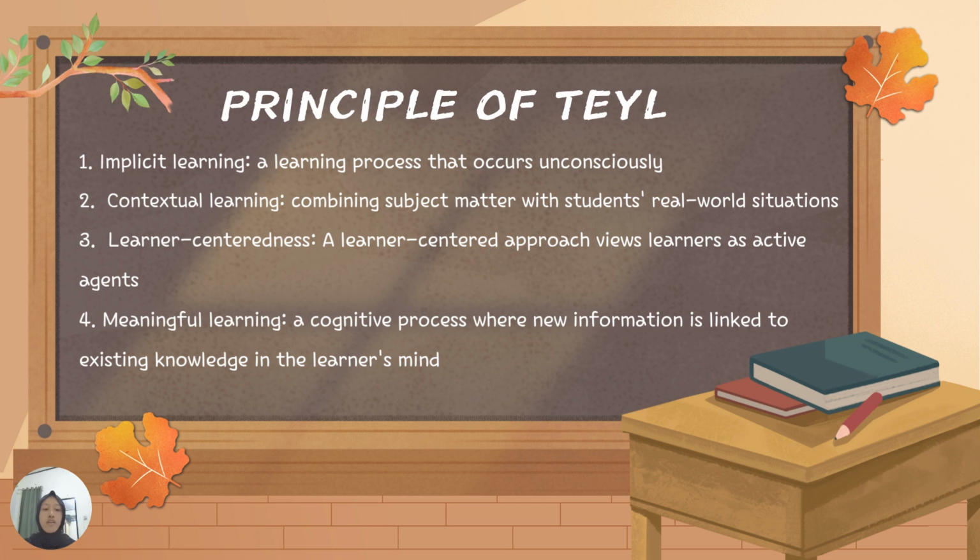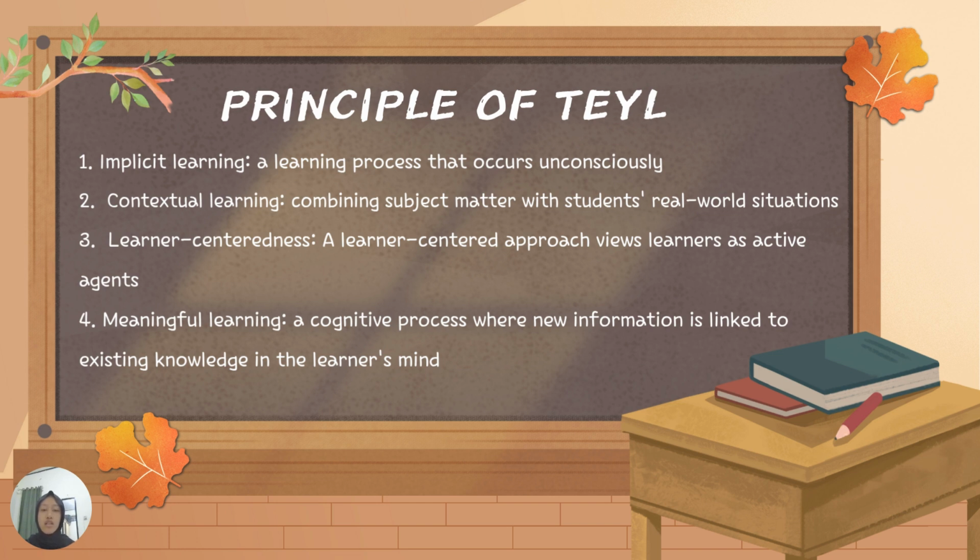Alright, there are four principles of TEYL. The first is implicit learning. This is a learning process that occurs unconsciously. And then the second is contextual learning. This is combining subject matter with students' real world situation. This principle is more like the material is related with students' environment.